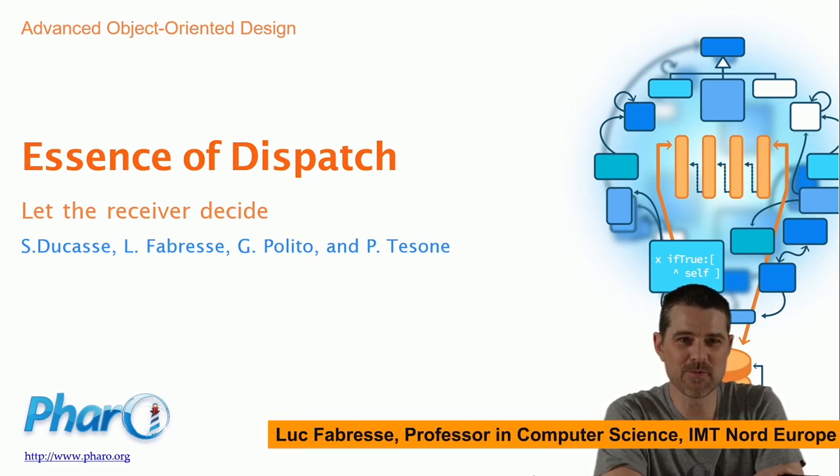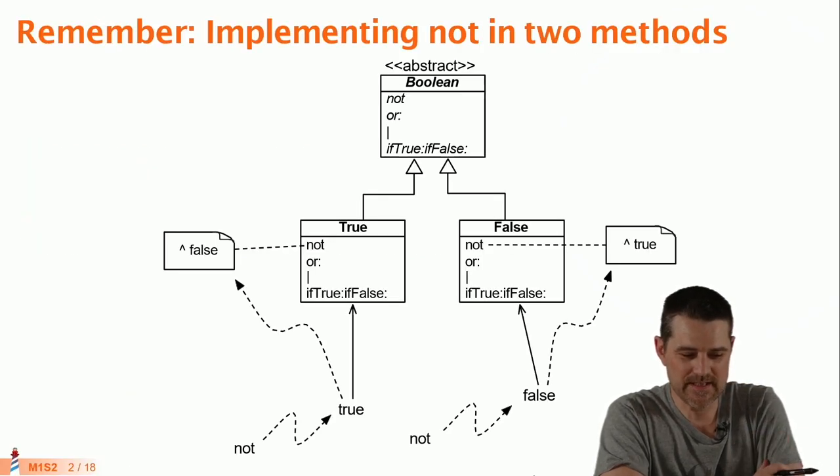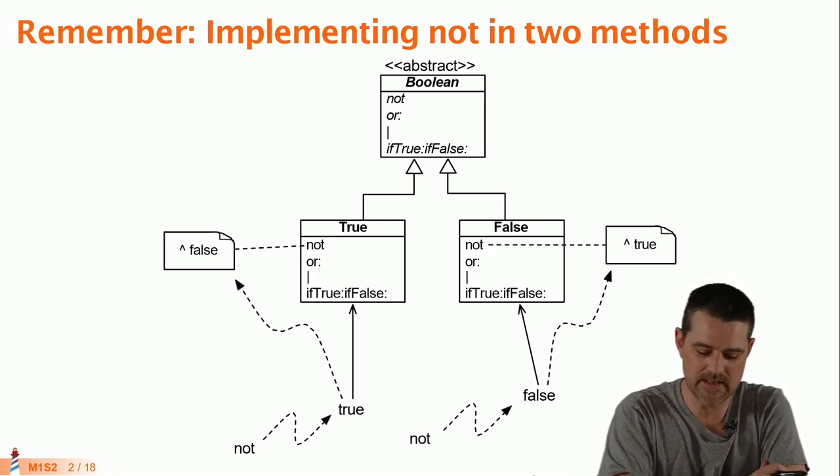In this lecture, we'll discuss the essence of dispatch, and we will see that it is important to let the receiver decide. So first of all, let's start with an example that we already saw in a previous lecture. This is a Boolean example with multiple classes. Here you have two subclasses, true and false, subclasses of the Boolean class.